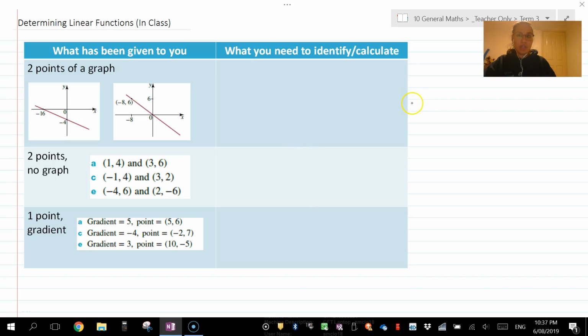In this video, we're looking at what happens when you have different scenarios for determining the linear function. So it can either be graphs, it can be points, or a point and a gradient.